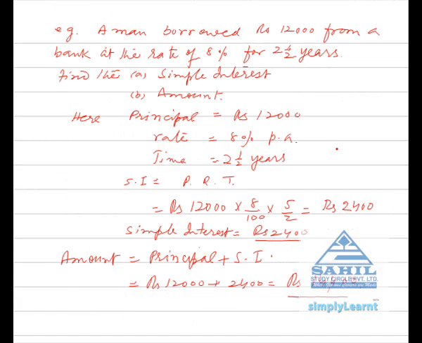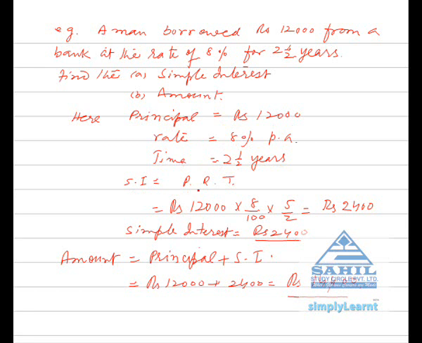For example, a man borrowed ₹12,000 from a bank at the rate of 8% per annum for 2.5 years. Find the simple interest and the amount. Here, principal is ₹12,000, rate is 8% per annum, time is 2.5 years.